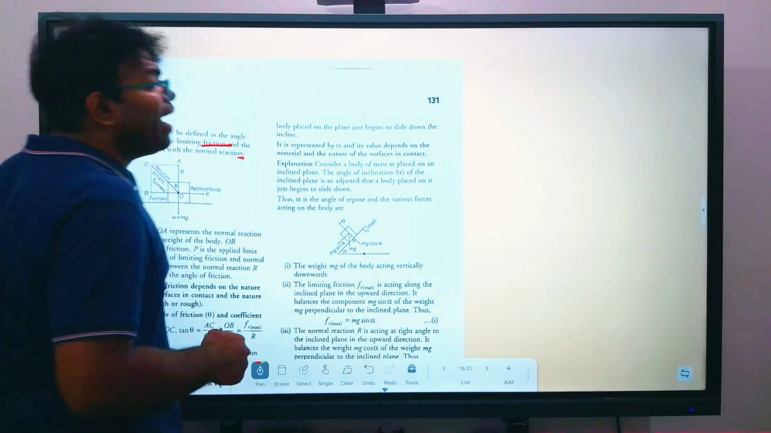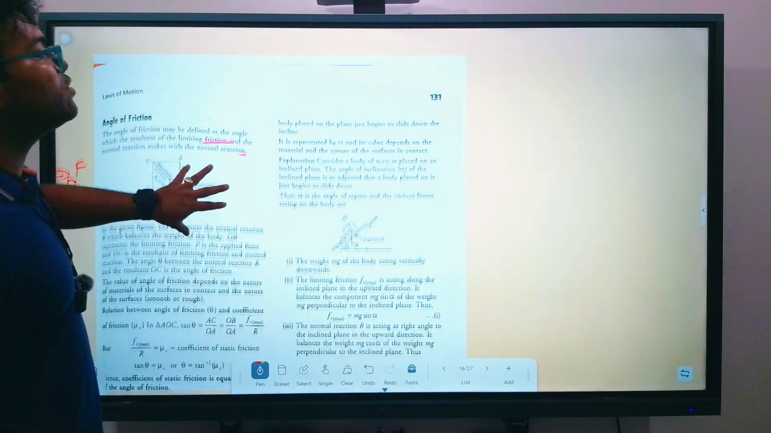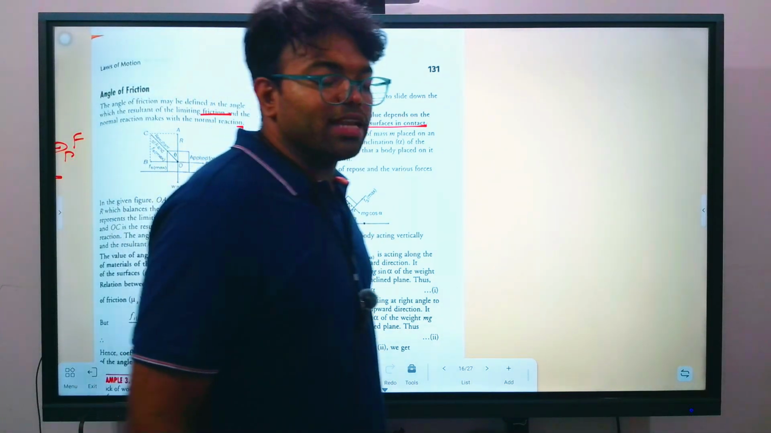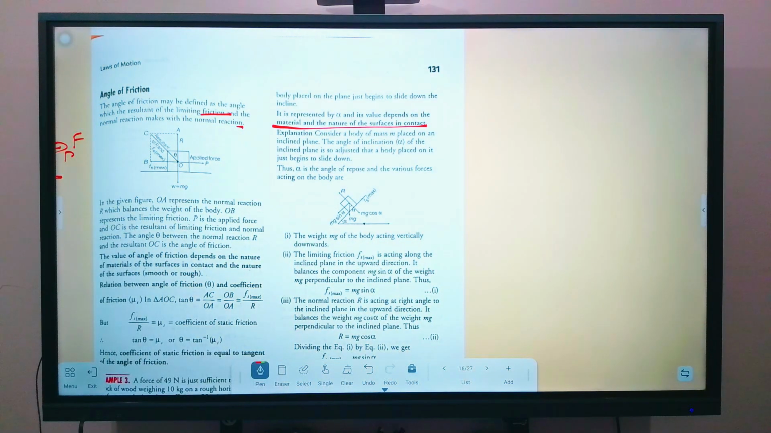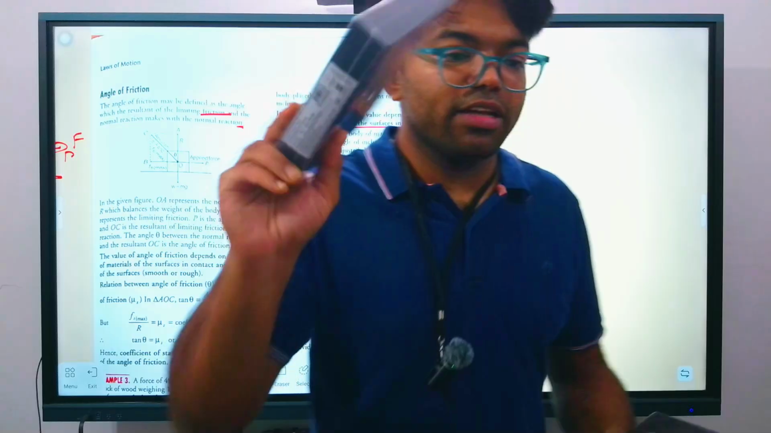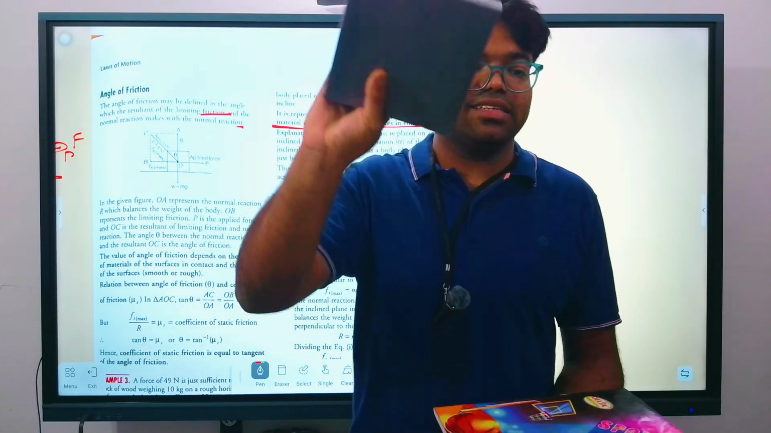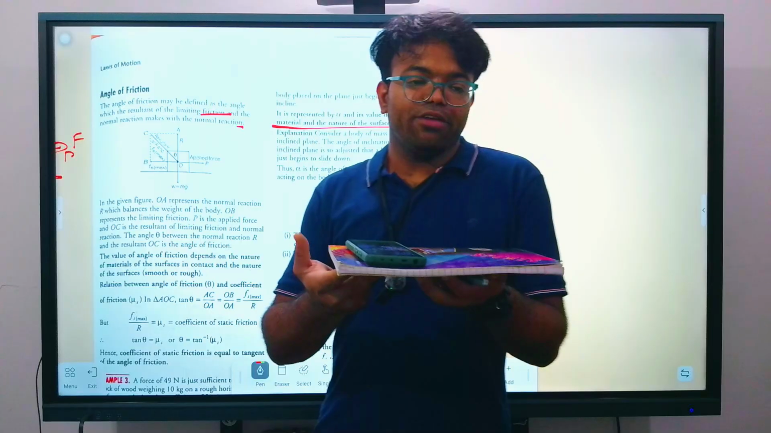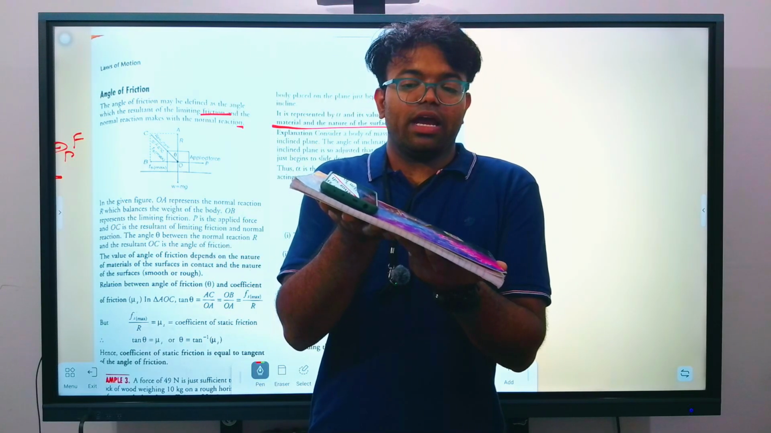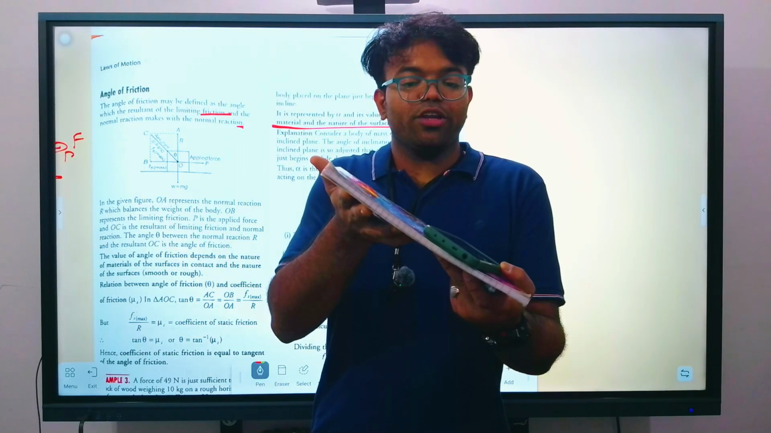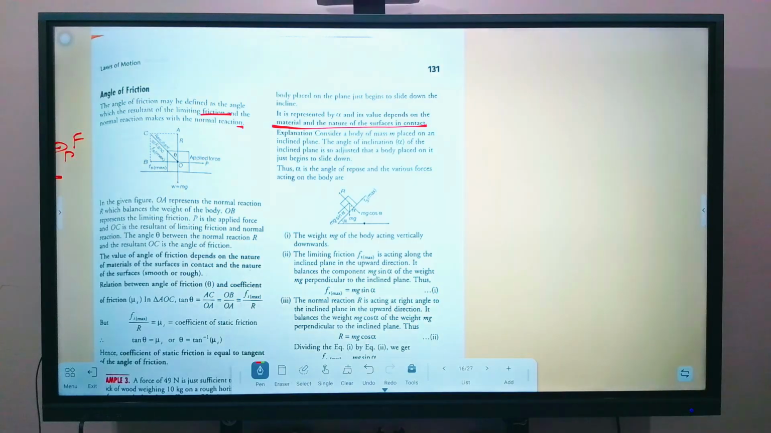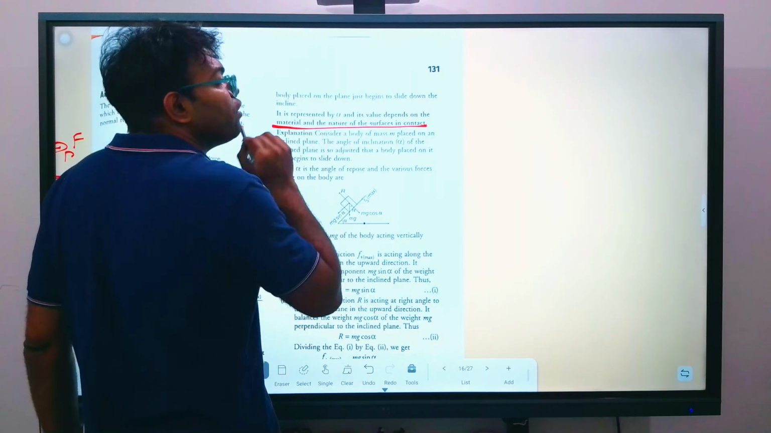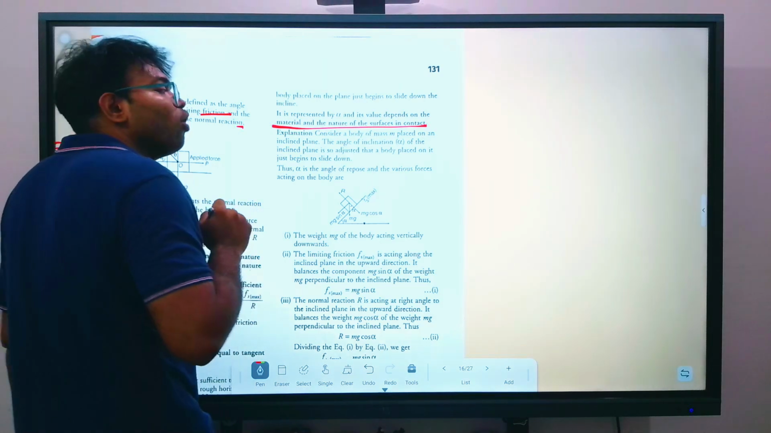It is represented by alpha, and its value depends on the material and the nature of the surfaces in contact. Right now, this thing was plastic, so plastic has less resistance. Now, if I use my phone, which has a rubber case, I will have a larger angle, right? At that angle only does it start to slide. So it depends on the nature of the material and the surfaces in contact.